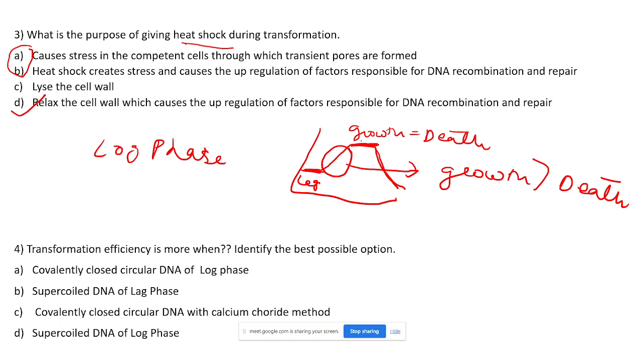So from the graph you can say that the best phase of bacteria, where they are growing at their best and are maximally metabolically active, is your log phase. Therefore, when the bacteria are at their best, the transformation efficiency obviously would be best. So your transformation efficiency is best when bacteria are at their log phase and the DNA is supercoiled.